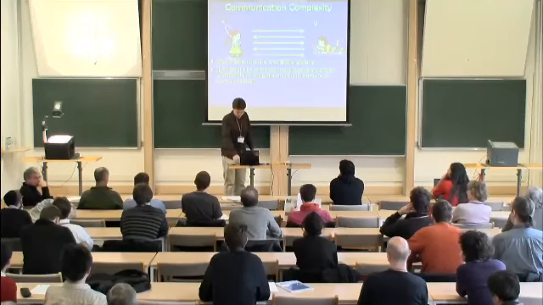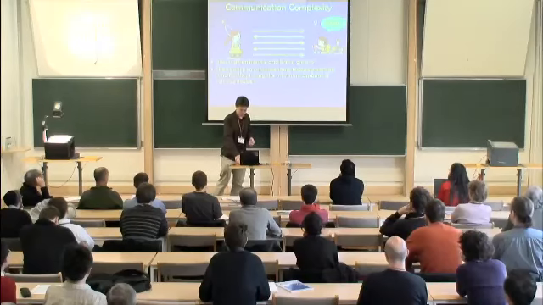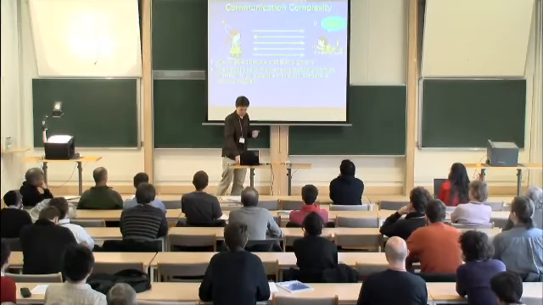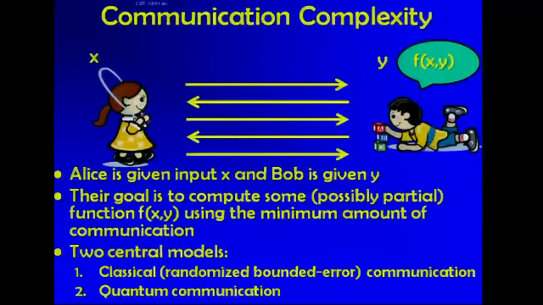But that's our topic today. And at the end, say they have to output the value of the function f of x, y. So this is the setting that we'll be dealing with today. And there are two central models here. The two models that we'll consider here, there's the classical model, and for us we allow randomization, we allow bounded error communication. This is the standard model in this setting.